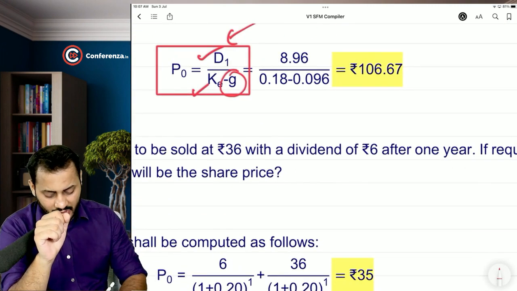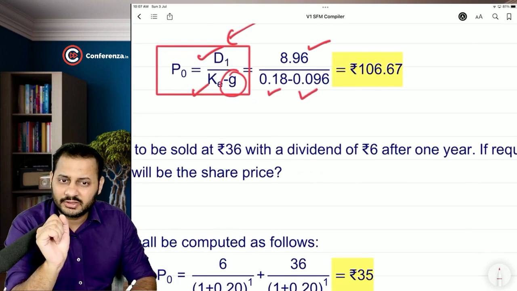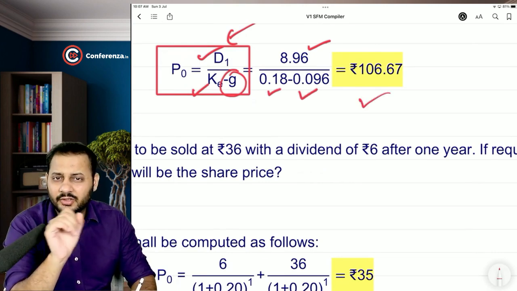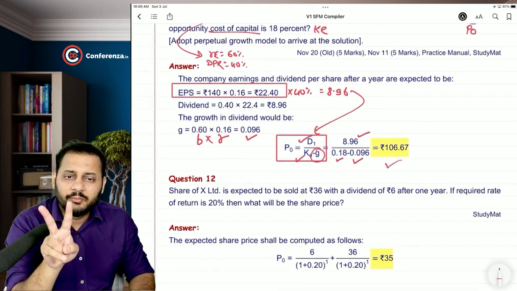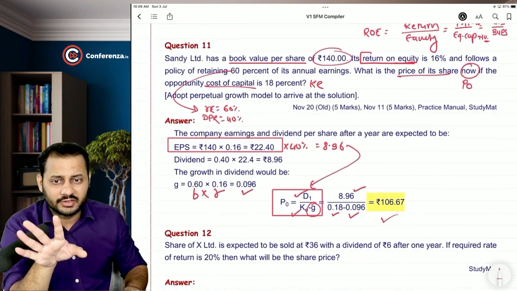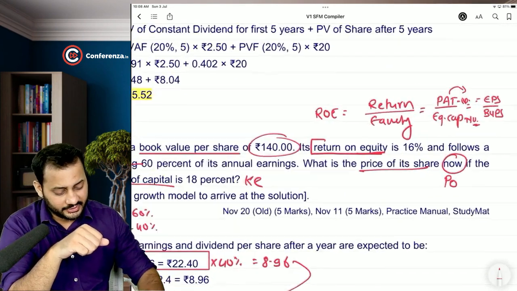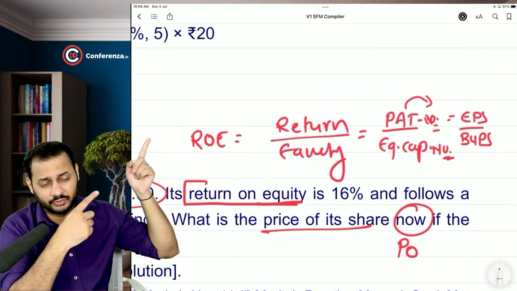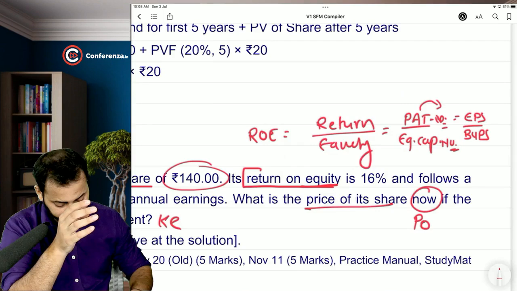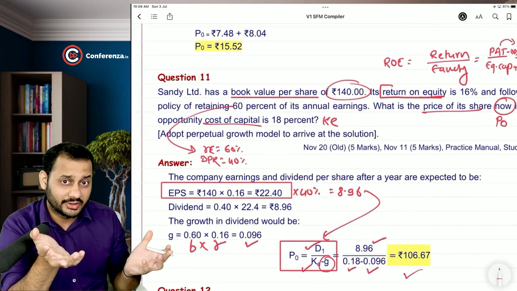Now, you have the D1 8.96, cost of equity 18%, 9.6 as the growth. You can just put it here and you can calculate the market price. Nothing else to be learned here. There are two important things that you have learned here. The first thing is return on equity formula can be extended to per share basis also, which goes to EPS divided by BVPS. Then how to calculate the growth rate. You learned about this also in this question.